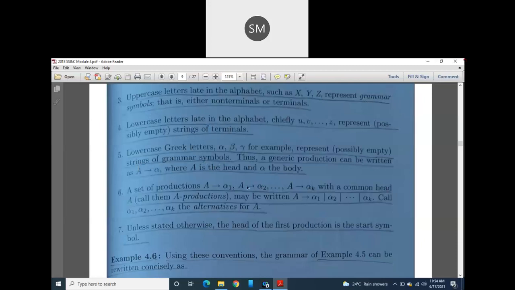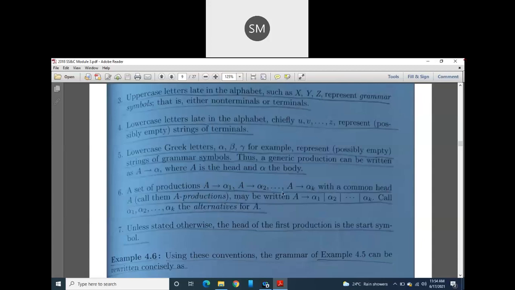Okay. And if your production is like this, A is deriving alpha 1, A is yielding. Actually, we should pronounce it as yield, Y-I-E-L-D. A is yielding alpha 1. A is yielding alpha 2. Like this up to alpha k. For all this set of productions, the same head is there, that is A. So we can call all these productions A productions, because they have the same non-terminal or same head.